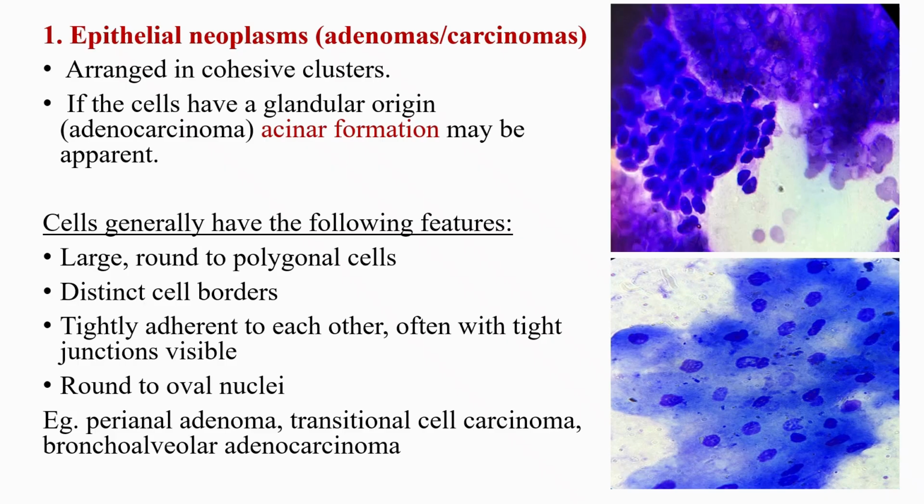And these cells exhibit certain features. So if you want to classify the cytological sample into the epithelium, they have to show certain features. First one is the cells should be large, round or polygonal in shape, and they will have distinct cell borders and tightly adhere to each other, often with visible tight junctions. The nuclei can be either round or oval in shape. And examples for the epithelial neoplasms include perianal adenoma, transitional cell carcinoma and bronchoalveolar carcinoma.